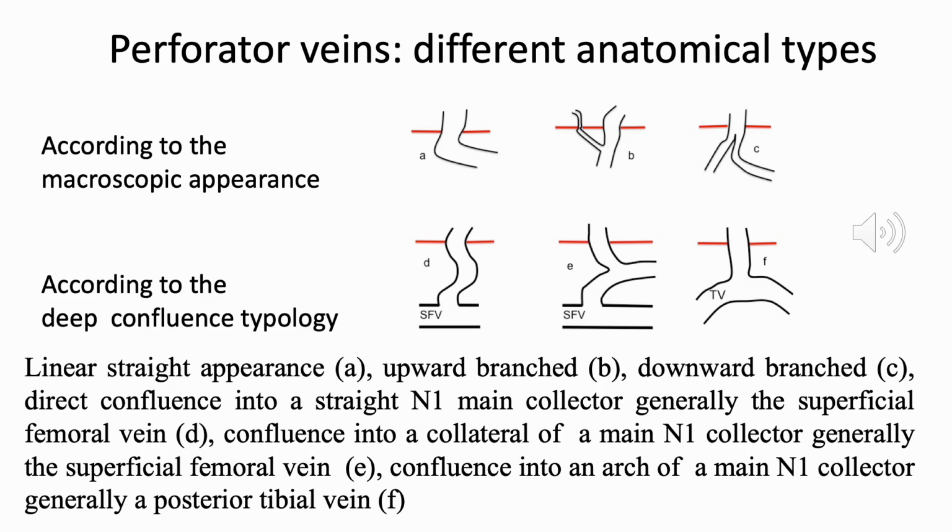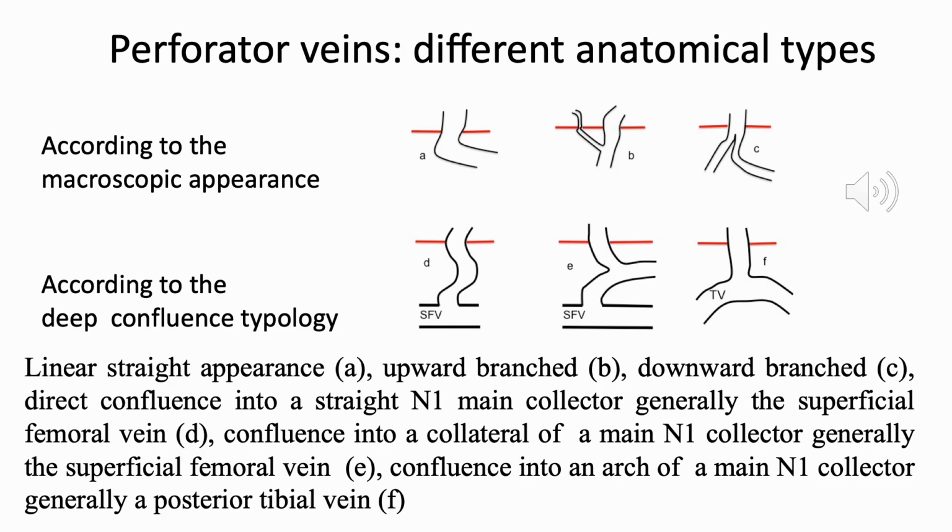perforators that have a direct confluence into a straight N1 main collector, generally the superficial femoral vein, or confluence into a collateral of a main N1 collector, or confluence into an arch of a main N1 collector, as happens in posterior tibial veins.